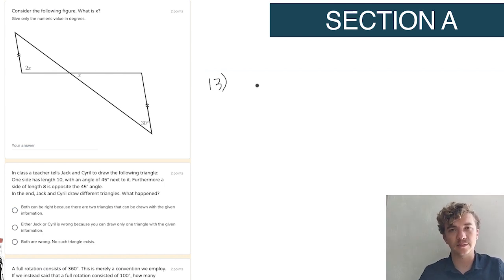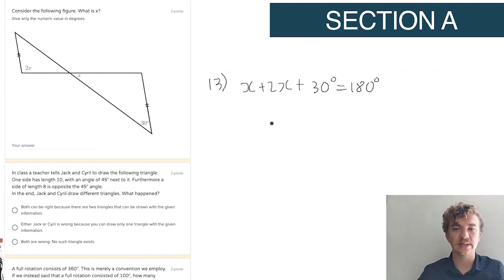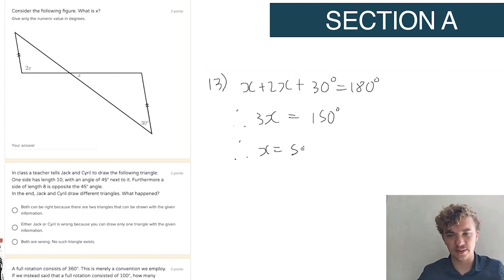Therefore, from the sum of the interior angles of a triangle, we have that x plus 2x plus the other angles, 30 degrees plus 30 degrees, must be equal to 180 degrees, and your reason is the sum of the interior angles of a triangle. And now you can just use algebra to simplify. So you have 3x is equal to 150 degrees, and then you have that x is equal to 50 degrees. So we know that x is equal to 50 degrees.